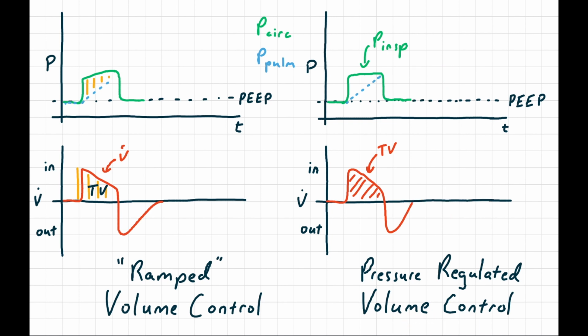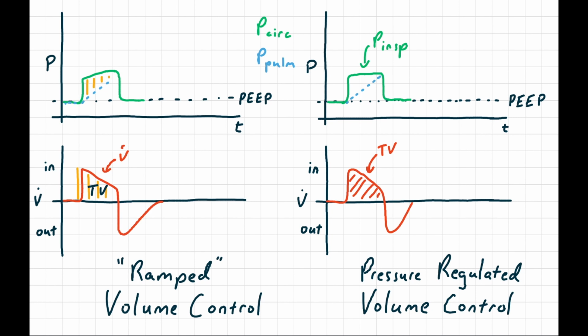So both ramped volume control and pressure regulated volume control have the advantages that their shapes look like a pressure control mode, meaning less potential for barotrauma, a little bit better oxygenation, but they will both maintain a target tidal volume, removing the risk of changing minute ventilation when compliance changes.